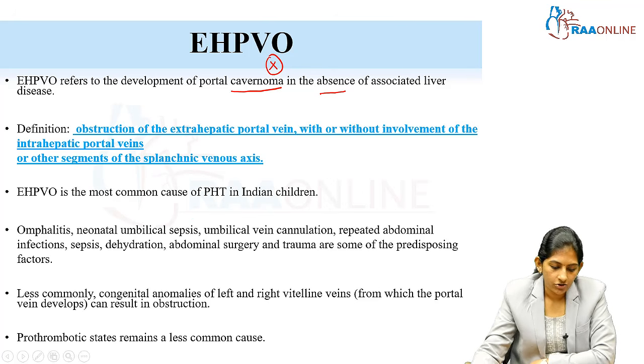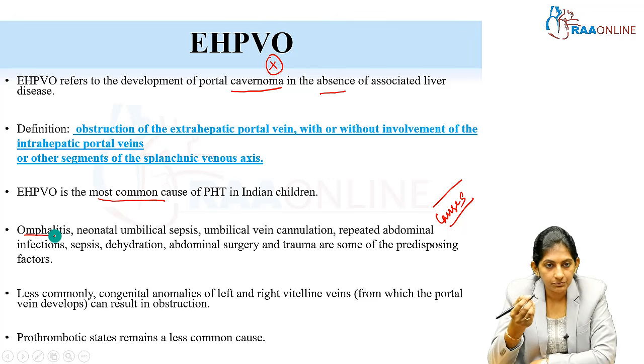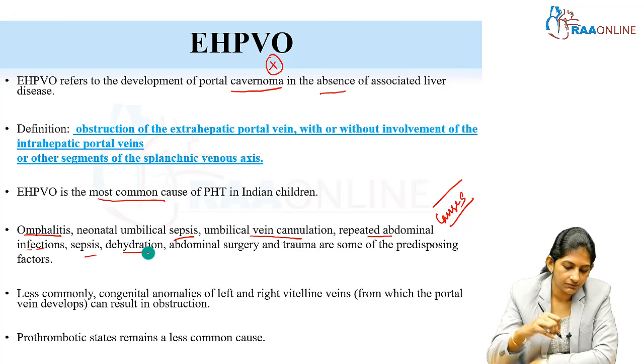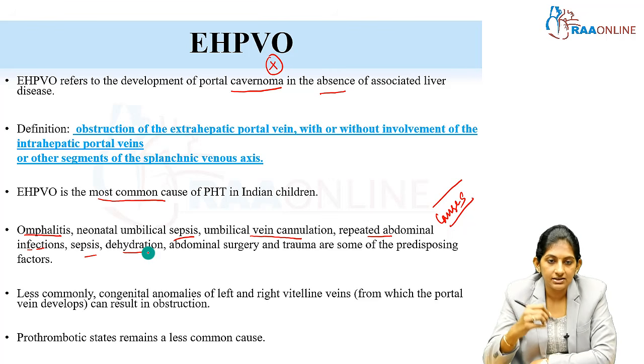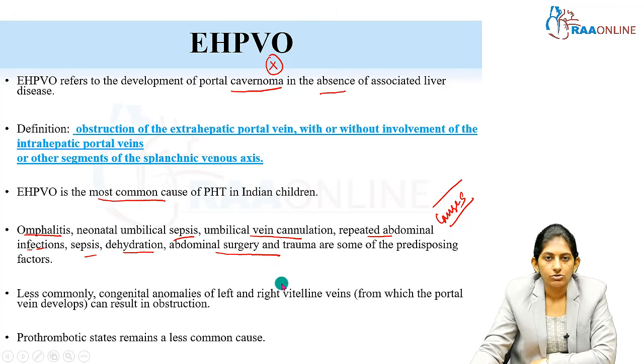This is the most common cause of portal hypertension in Indian children. Why so? How is the portal vein getting obstructed? There can be multiple thromboses. The common causes we will see: umbilical infection, sepsis, umbilical vein cannulation, repeated abdominal infections, sepsis, dehydration which will lead to hypercoagulable states, and abdominal surgery or trauma. These are the risk factors, or you can call them causes. Less commonly, some abnormality in the portal vein. Yes, prothrombotic state we have also mentioned.